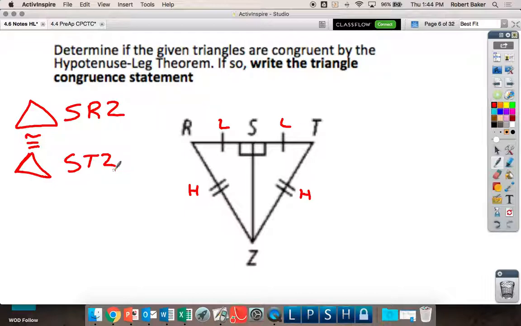All right. What can you now say about angle R and angle T? They are congruent to each other. Cool, huh? What can you say about line SZ and line SZ? They're congruent to each other.